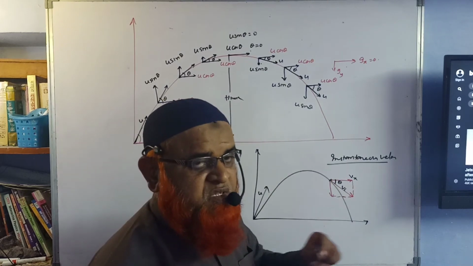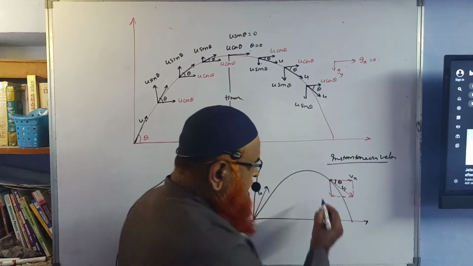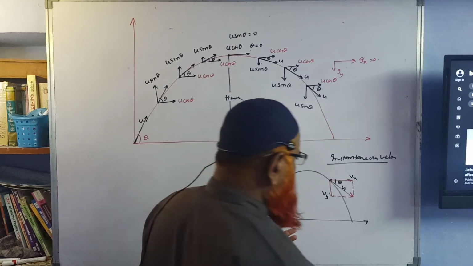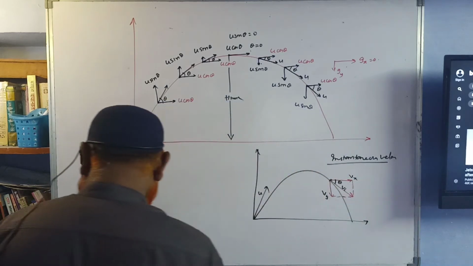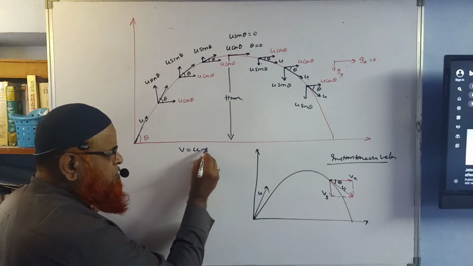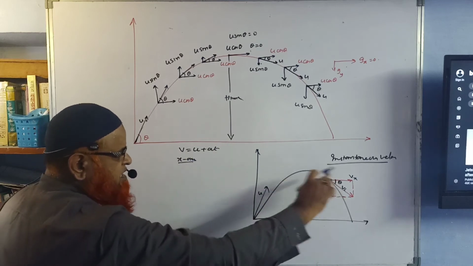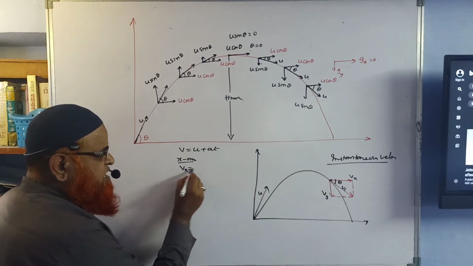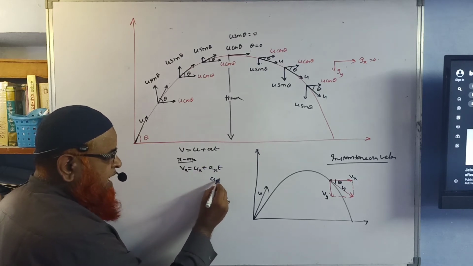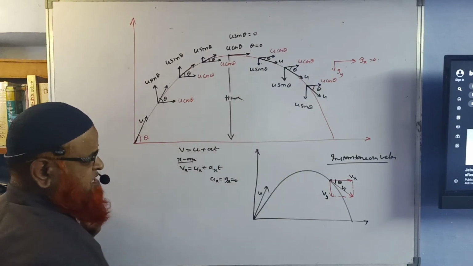What are you going to do for that? It's very simple. You have to find out what Vx is and what Vy is, horizontally and vertically. For this, you can take a general formula. You know V is equal to U plus AT, but along the x-axis you need to consider Vx is equal to Ux plus Ax into T. I told you Ax is equal to Gx, and Gx is not present horizontally.